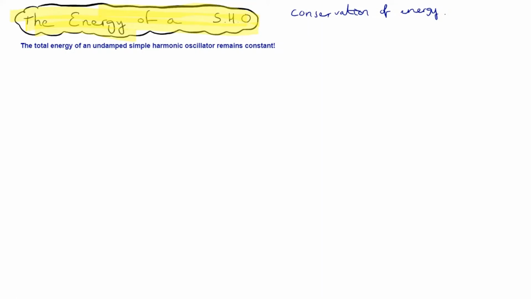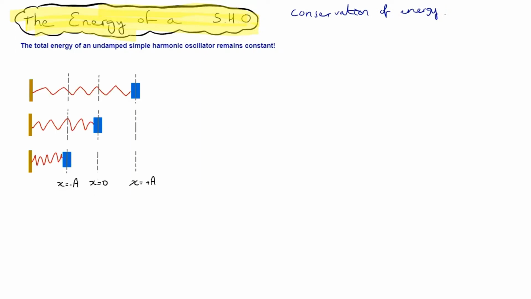Well, if it's undamped, the total energy is going to remain constant. There's none being removed from the system. But of course, in a simple harmonic oscillator, something's going on with the energy. If we just have a look at some mass-spring system.